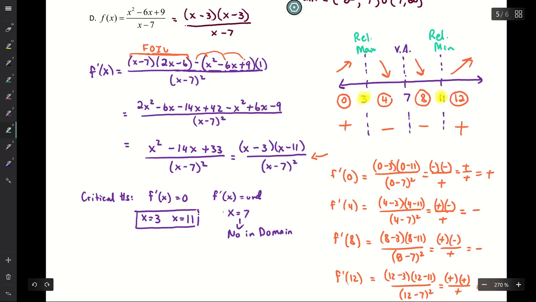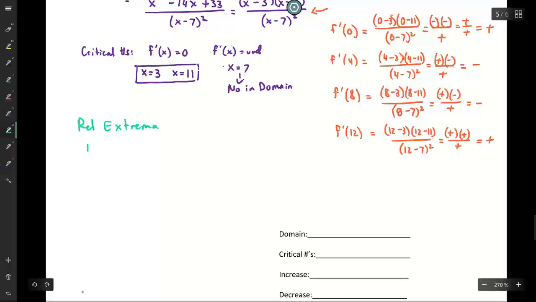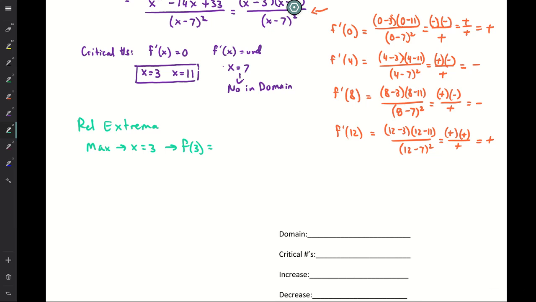Okay, so I'm going to kind of shortcut here, and I'm going to go ahead and just find the y values, and then we'll put it in the proper notation down below. Now, on these, remember that we're plugging the critical numbers of 3 and 11 into the original function to find the relative extrema. So let me do that right quick. We know that there's going to be a max at x is 3. And if we stick into the function, we're going to have f of 3. You can either plug into the original function or the factored form. It doesn't really make a difference. I'm just going to plug back into the original function.